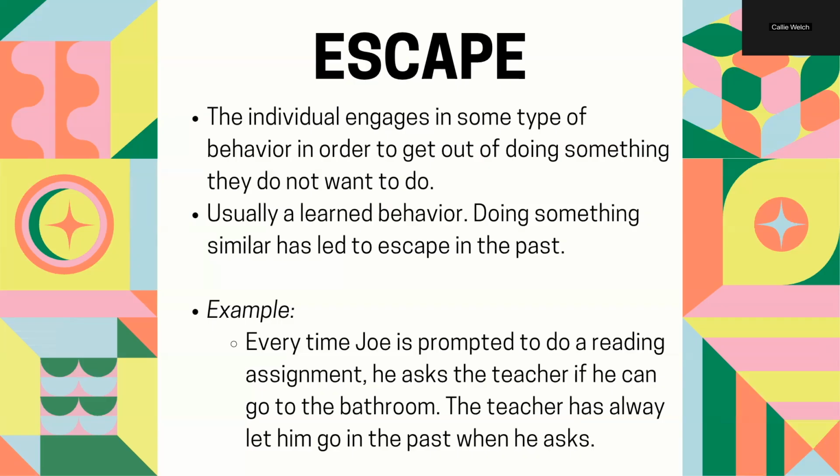So if you think, every time Joe is prompted to do a reading assignment, he asks the teacher if he can go to the bathroom. The teacher has always let him go to the bathroom in the past when he asked. So it's important to think about some of that stuff: okay, what are we doing now and what kind of precedent are we setting for the future? Obviously, I'm not saying you shouldn't let students go to the bathroom, but every time you're asking them to do a task, if the same student asks to go to the bathroom, then they're escaping that task. They are asking to go to the bathroom because they're trying to get out of doing whatever it is you want them to do.